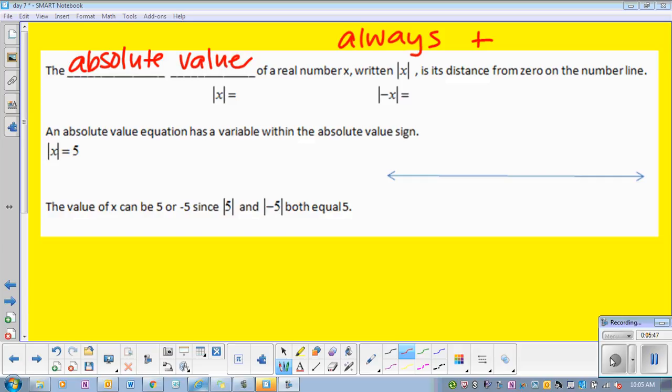So if you guys were to go out here, out of Herndon High School and go 5 miles to the right, how far did you go? 5 miles. If you went 5 miles to the left, how far did you go? 5 miles. That's absolute value. But you would never say, hey, I went -5 miles. What would that mean? You didn't go anywhere. You owe miles, right?